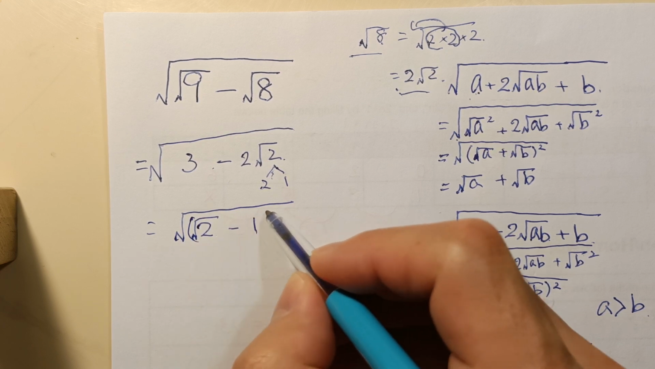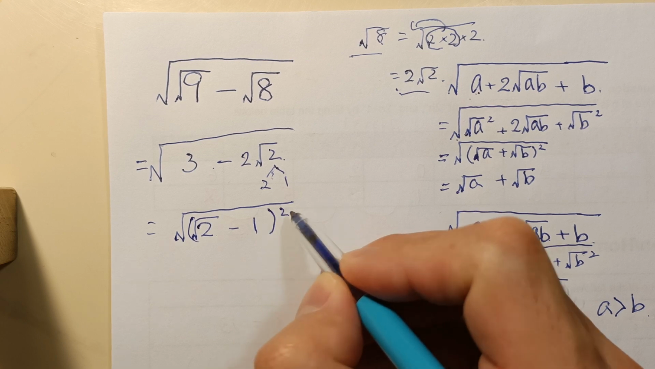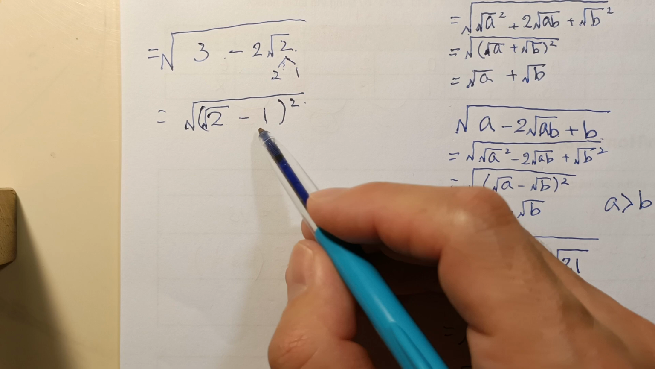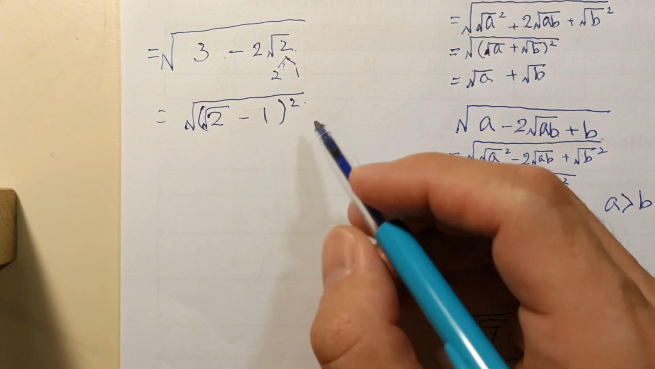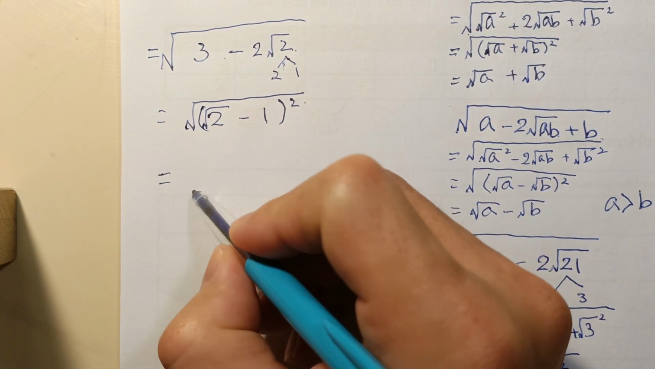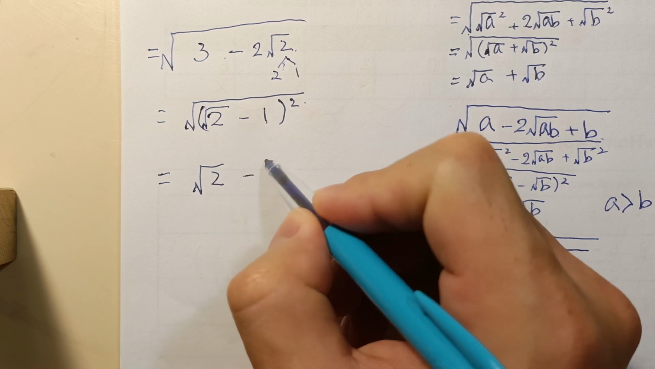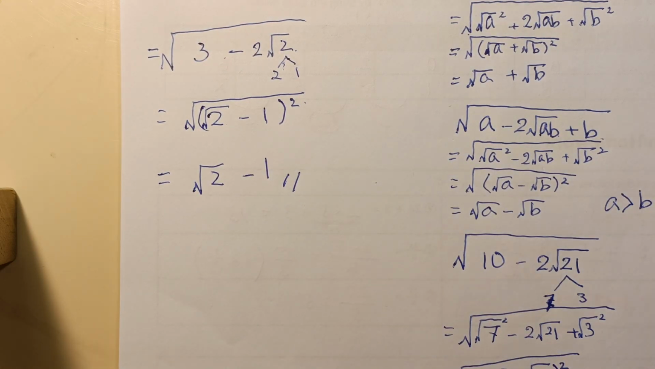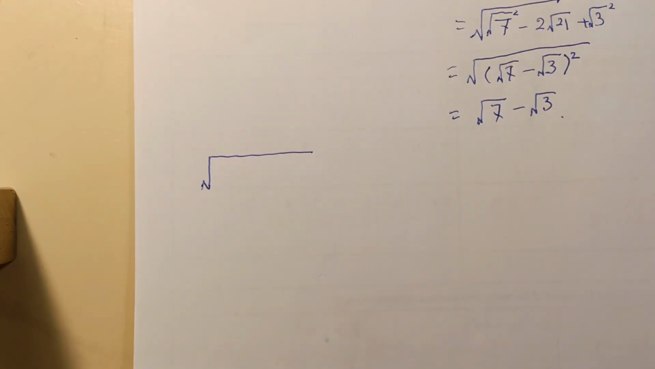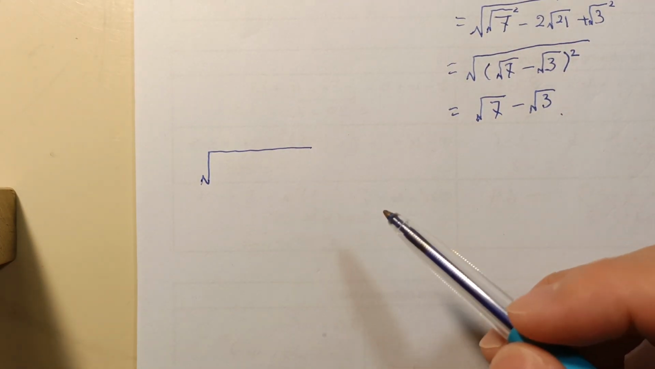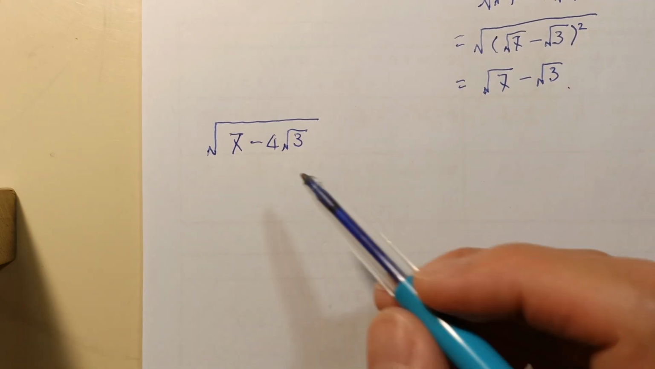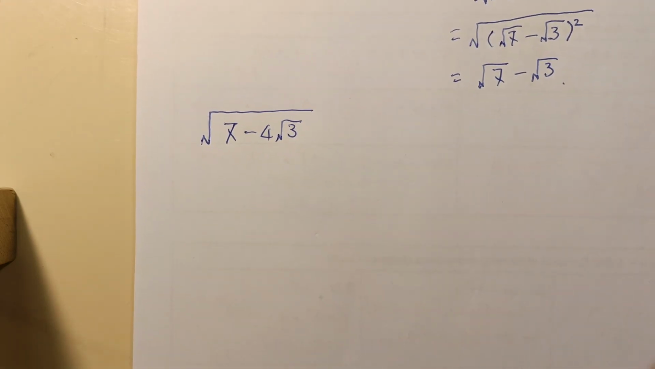Do I need to write square root? I don't have to, so I just write square root 2, take away 1, and then bracket squared. So the answer is square root 2 minus 1. That's the answer. Right, additional question is here. I write question here now. Right, so can you figure out the answer for this one?